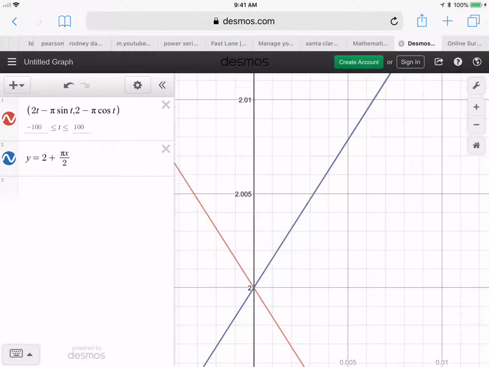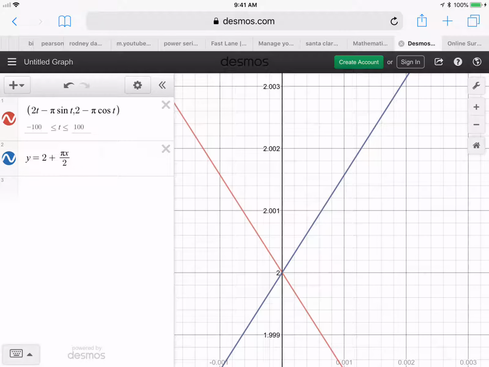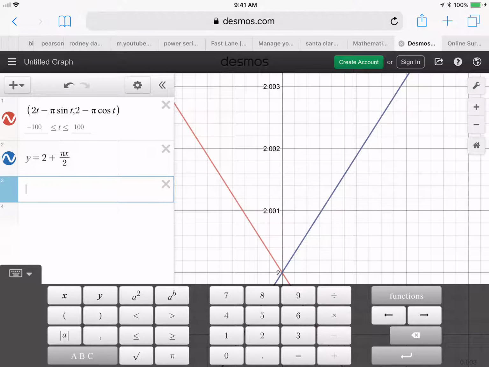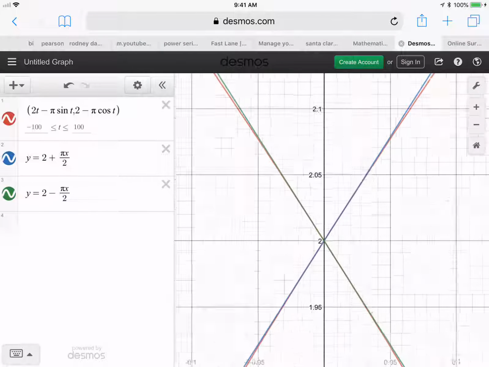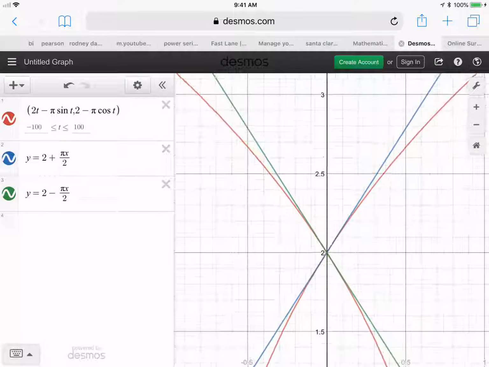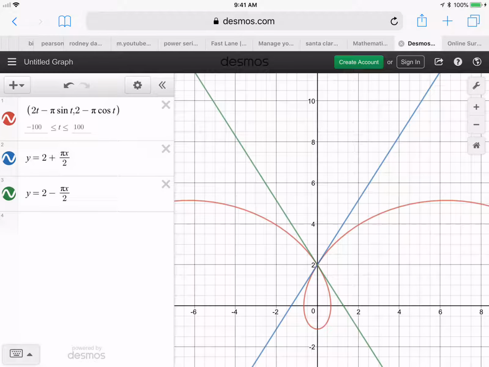It'd be very useful to use this to approximate the value. That's so close we can barely tell the difference, right? The red and blue makes purple, and this tangent line is literally purple. And now let's do y equals 2 minus pi x over 2. And there we go. So we've got our tangent lines, and they are very good approximations to our parametric curve at this point.